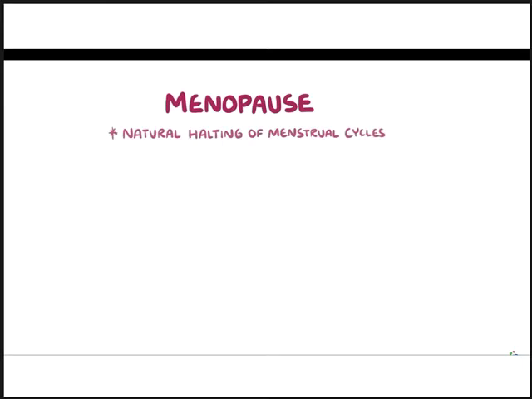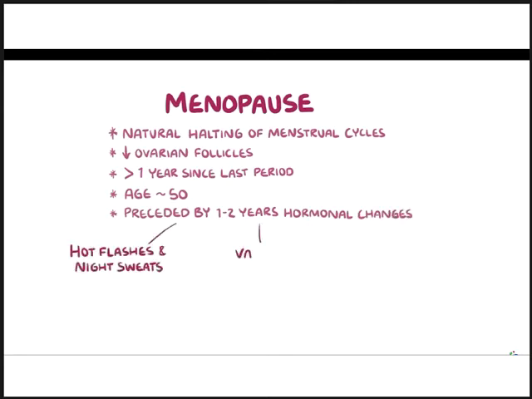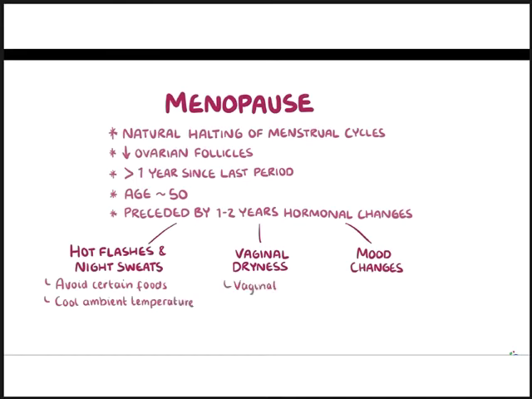Okay, so as a quick recap, menopause refers to the natural halting of the monthly menstrual cycles, and this is because of the depletion of ovarian follicles. It's usually considered that a woman has entered menopause when more than 1 year has passed since her last menstrual period. This usually happens around the age of 50, and is preceded by a couple of years of hormonal changes that may manifest as hot flashes and night sweats, vaginal dryness, as well as mood changes. Avoiding certain foods and maintaining a cool ambient temperature, using vaginal creams and lubricants, as well as certain medications, can help manage the symptoms of menopause.